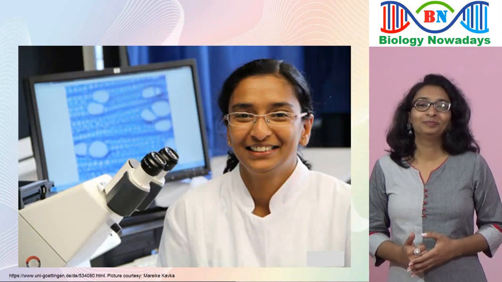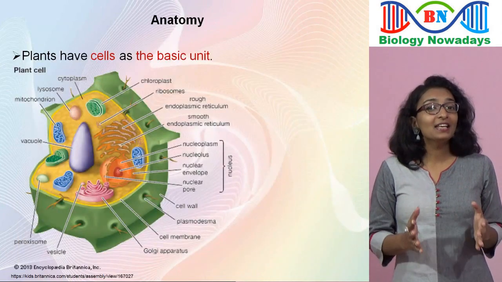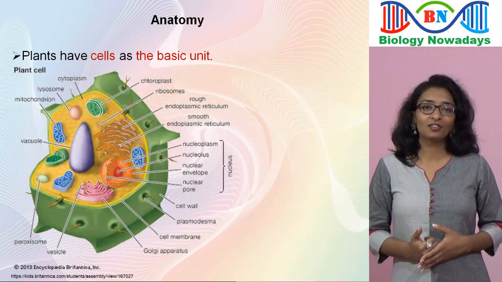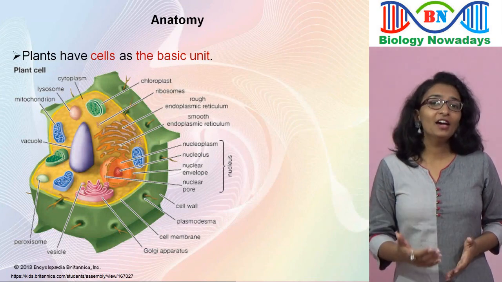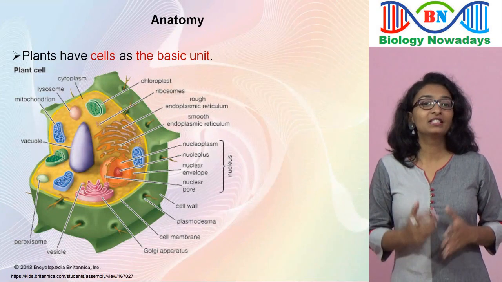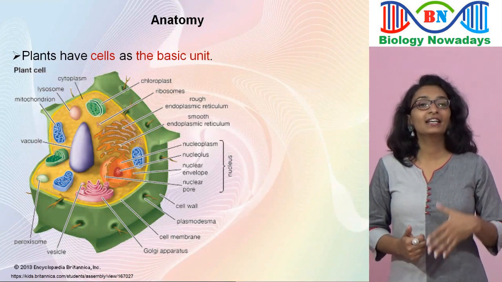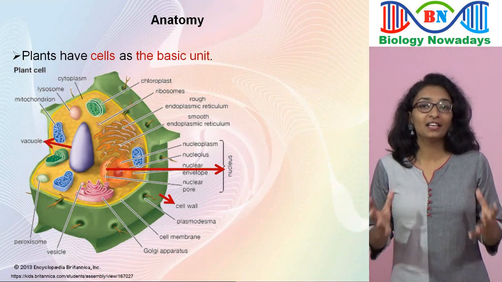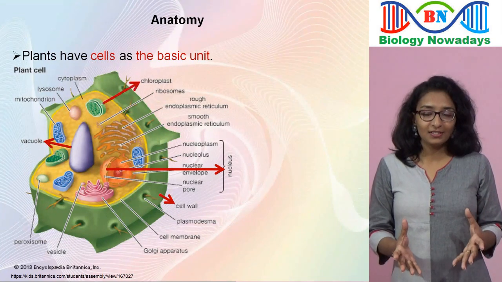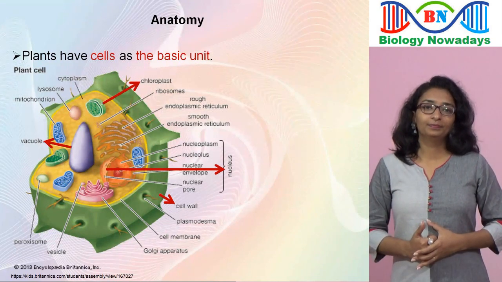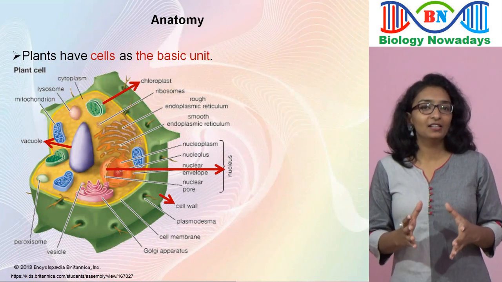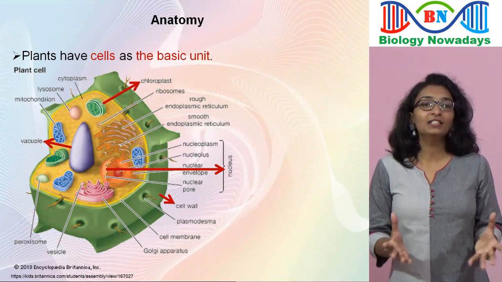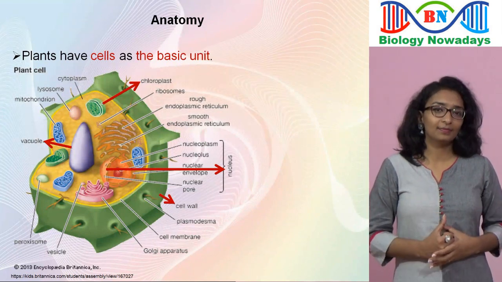Okay, let's move on. As you know, plants have cells as the basic unit, or in other words, a plant body usually consists of many cells. We have already learned about the structure of a typical plant cell. It has a cell wall, a true well-defined nucleus, a large central vacuole, chloroplast, and various other cell organelles. But all the cells in a plant don't have this typical look. This is because in a plant there are different types of cells carrying out different functions.